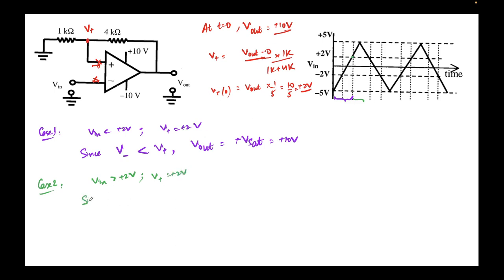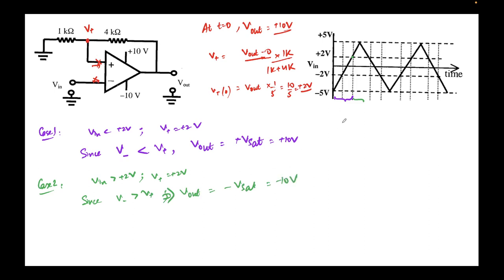Now we can see, since V minus is greater than V plus, this means the negative input is at a higher potential as compared to the positive terminal. Now V out will swing to minus V sat. This means V out will swing to minus 10 volts.